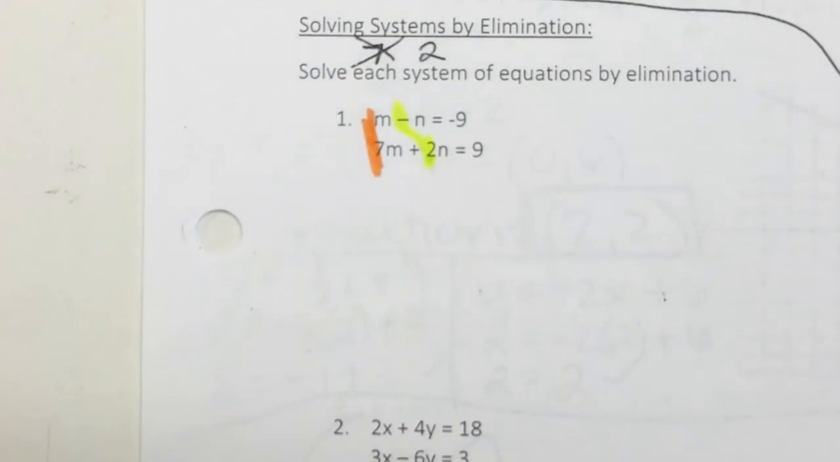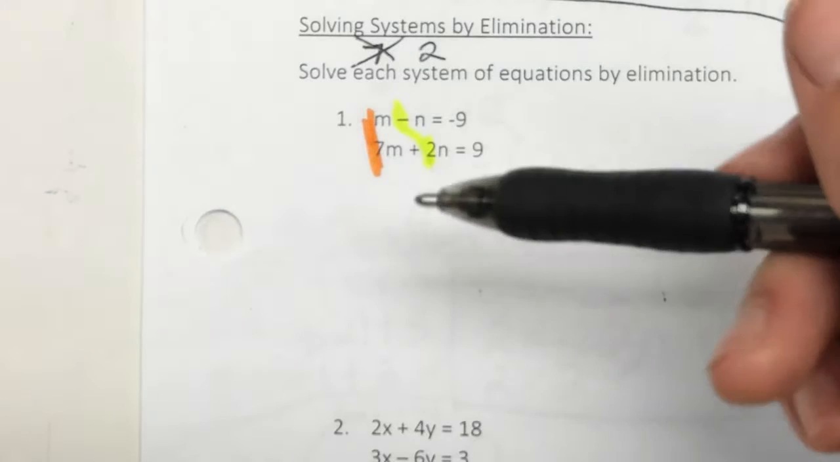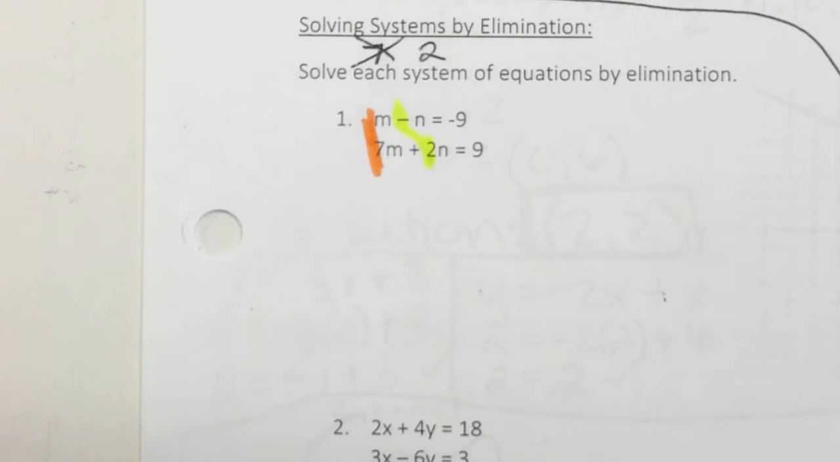So we want to make both of the n's have a what out front? A 2. Good. Something that they can both go into. Now, this one already has a 2, so we don't need to change it. But we need to make this be a 2, correct? So what do we have to multiply this by? 2. Do we want both of them to be the same sign? Why?